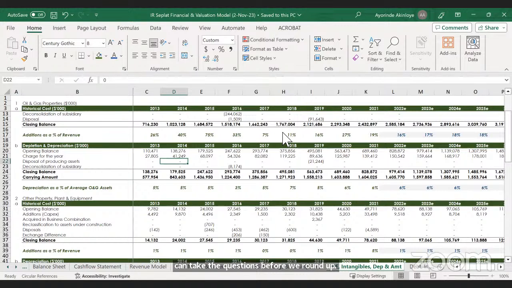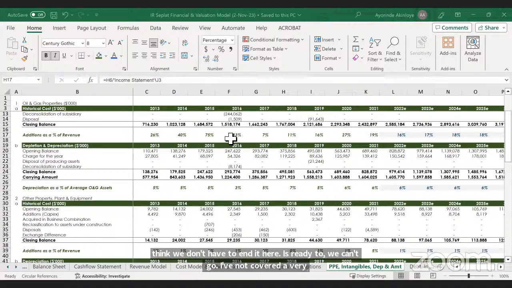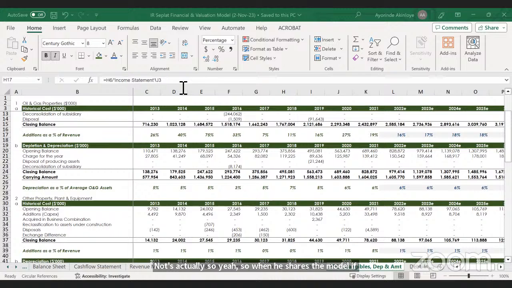Just to reiterate, the group chat is there for you if you have any questions at all. Are you truly done with this session? I think we just have to end it here. Are you done generally with this session? Done with everything I want to do? Not actually. So when he shares the model, if there is need for a third session, we might have to put that in the book and look at that as well.